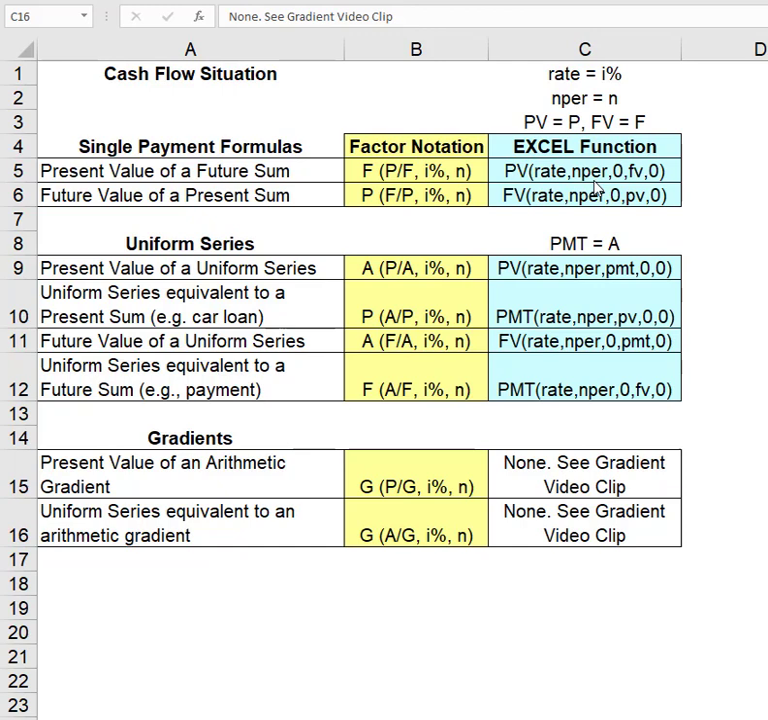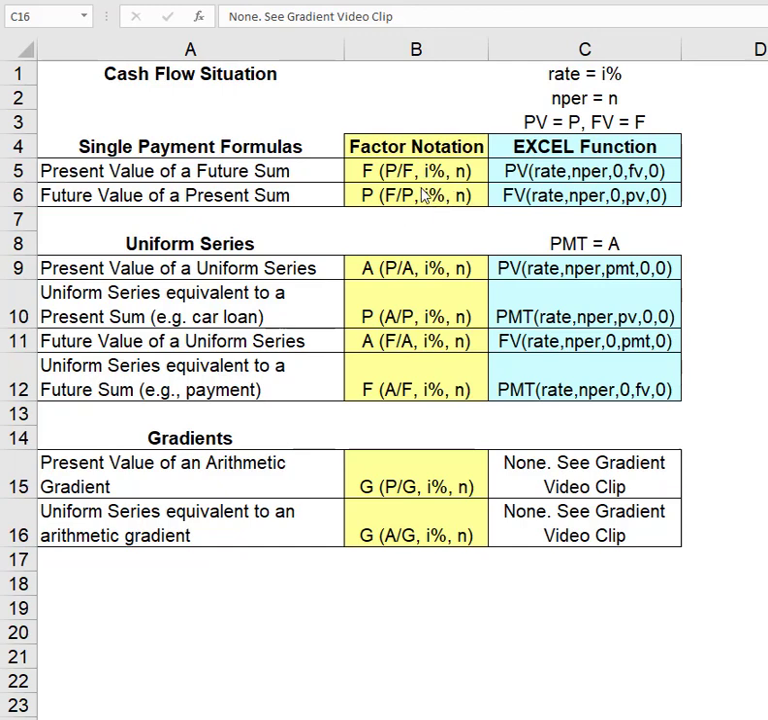In this course, you'll be required to know how to calculate cash flow values both ways. Sometimes you will be asked to use one particular method. Sometimes you'll be given a choice and you get to choose whichever of the two you want.